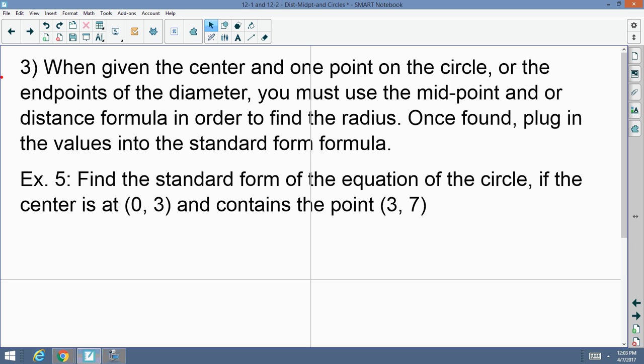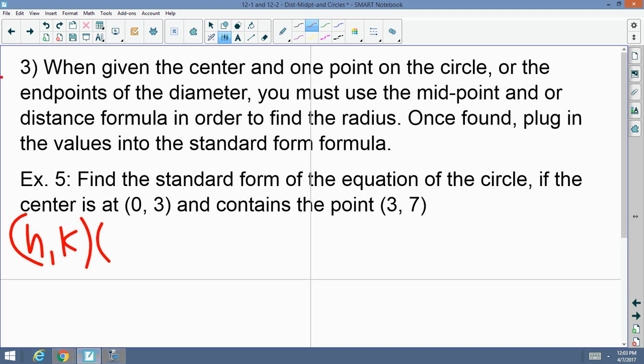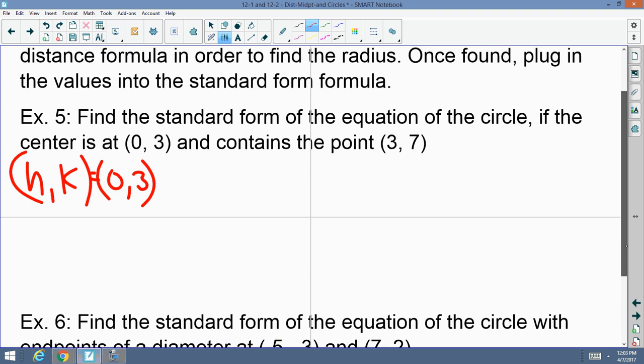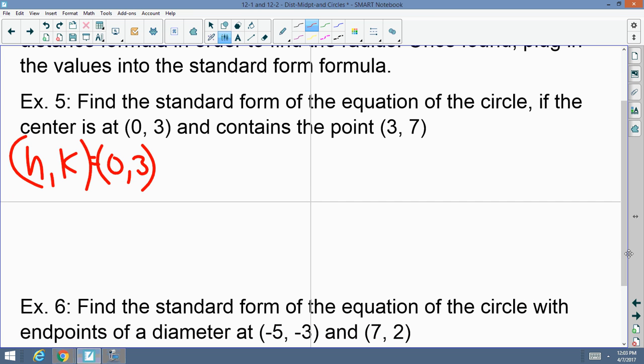Find the standard form of the equation of a circle if the center is at 0, 3. So that means that my H, K is already 0, 3, right? That's my H and K. And it contains the point 3, 7. Guys, I could tell you what to do and plug this formula, plug that formula, but that doesn't really show you what's happening. So let's do a little mini visual, okay?